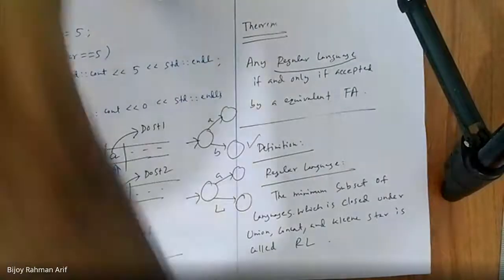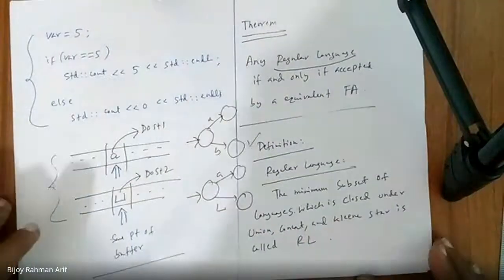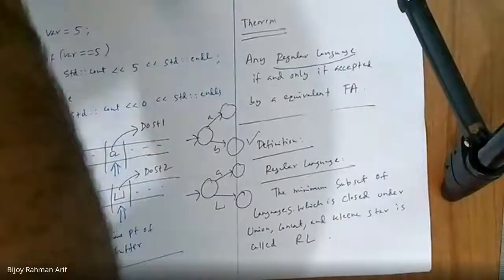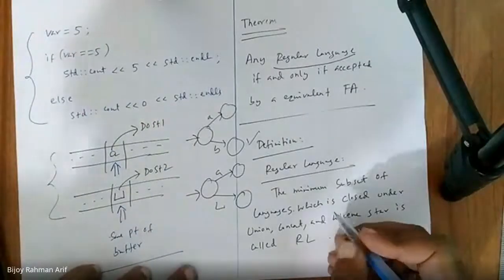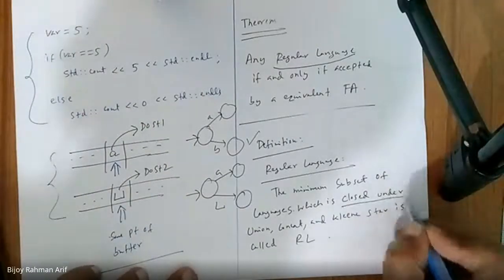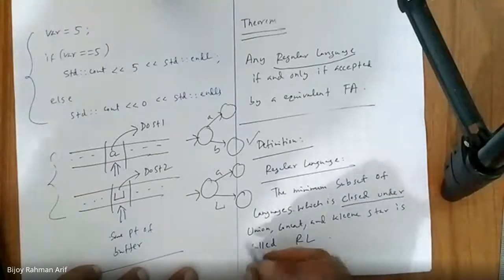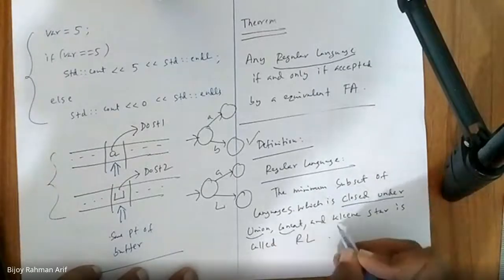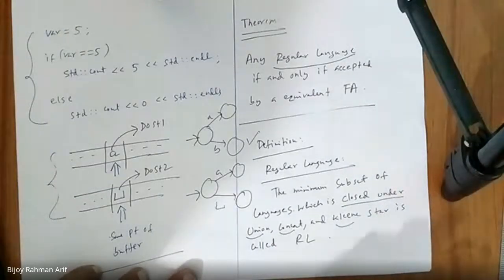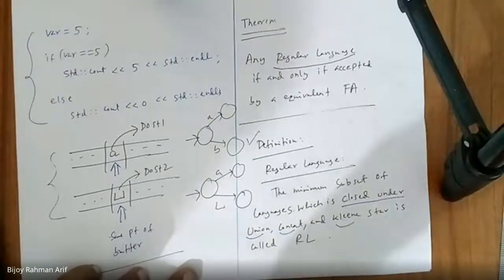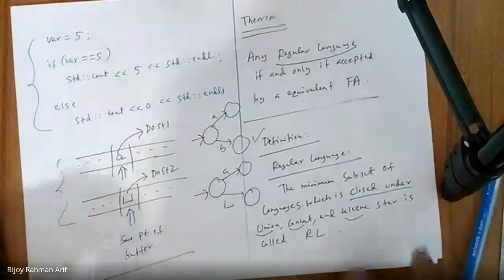All right, guys. So there are very few important things there. One is closed under. What is the meaning of closed under? We know what is union, concat, and closure, but we have to find out what we mean by closed under union, concat, and closure. So let's start.